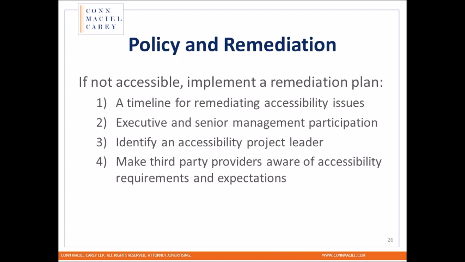Good idea to identify an accessibility project leader. That could be someone in your IT department and maybe someone you want to bring in as a consultant. We've sometimes brought in consultants from the American Federation for the Blind. And again, that's been a helpful optics perspective to say we've got third-party consultants that are working with our IT team to make sure that our website and other software features are accessible.